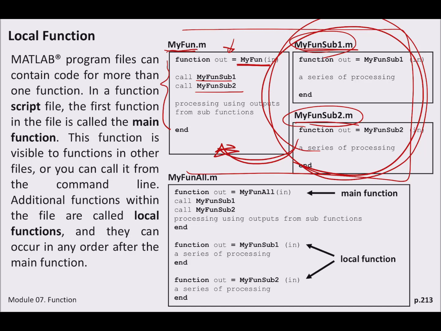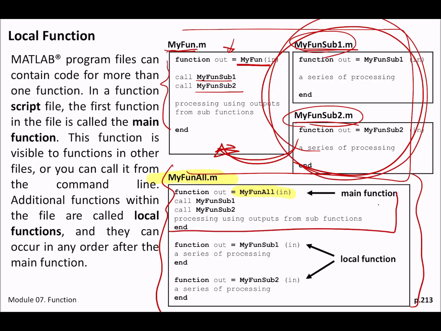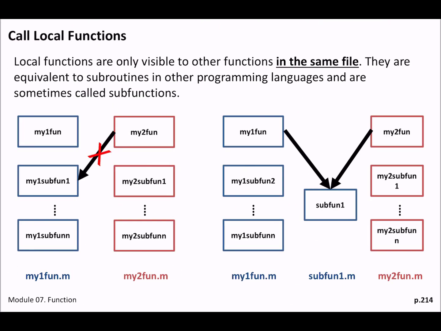That is reasonable. That's much more manageable, right? So in that case, you can store the same 3 functions in the same file like this. Then this becomes a main function, and these 2 are local functions. Okay. The major difference between the main and local function is that only main functions can be accessed from the outside. Okay. Let's see this example.